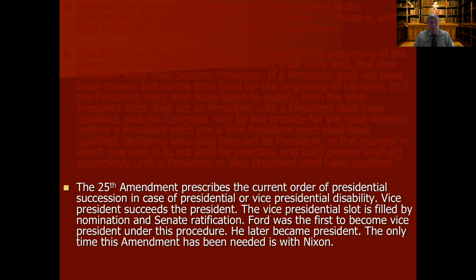And the crime was bribery in his home state. And so he made a plea bargain in which he would resign as vice president to receive a more lenient sentence in the crime he had been convicted of. Ford, as I said, was the first to become vice president under this procedure, but he later became president. And this was because of Richard Nixon's resignation from the presidency, again, due to a crime that he had committed, the burglary of the Watergate. This is the only time this amendment has been needed.